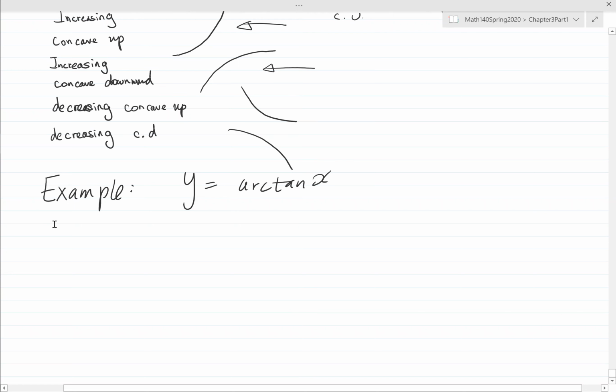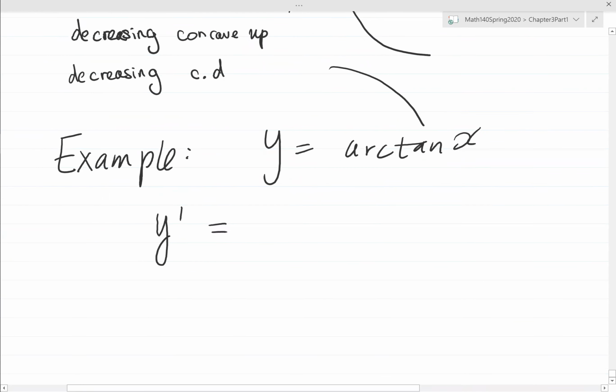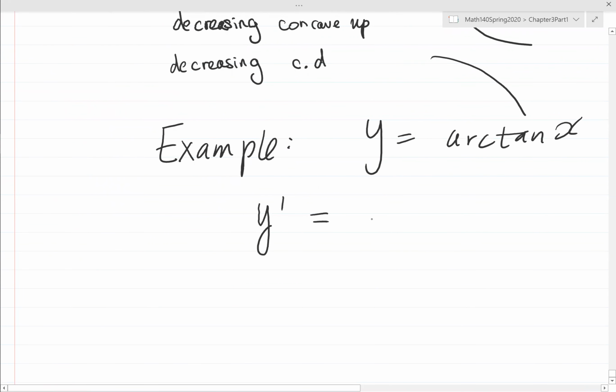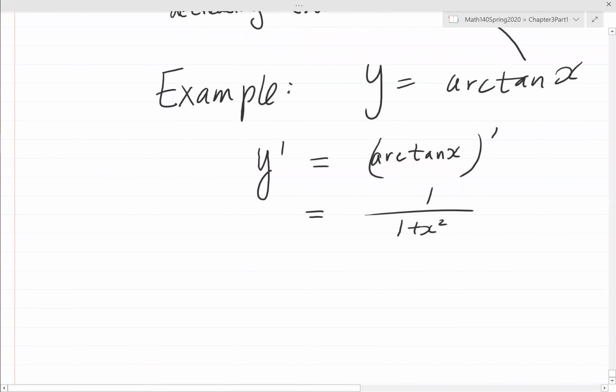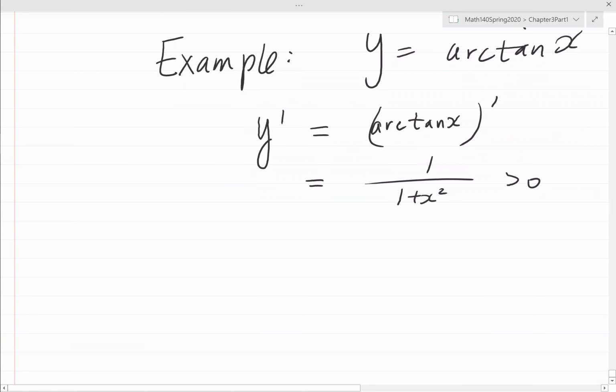So y derivative. Now we take a derivative of y, the arctan derivative. This is from the derivative table: 1 over 1 plus x squared. Now to determine its concavity, you see this is positive all the time, so this is actually increasing all the time. Now we determine its concavity, so we need to take a second derivative.